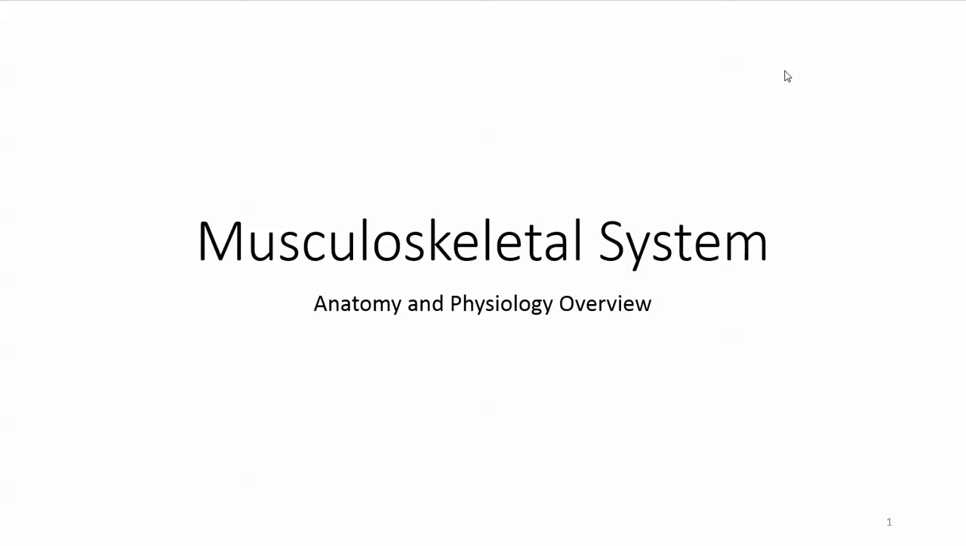Welcome to the musculoskeletal system. There are 206 bones in the adult human. They provide support, store minerals, predominantly calcium, and lipids, this is the yellow bone marrow, produce blood cells, protect body organs, and provide leverage and movement.